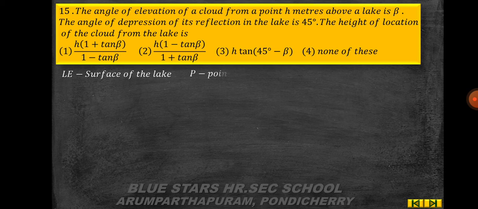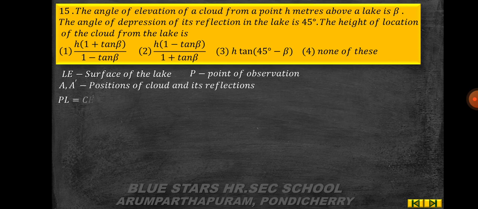So LE is the surface of the lake and P is the point of observation. A and A dash be the position of the cloud and its reflection. PL is equal to C is equal to H. So AC is equal to X. AE is equal to A dash E is equal to X plus H.